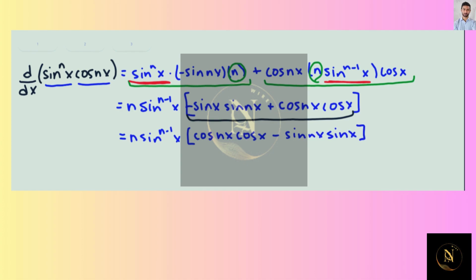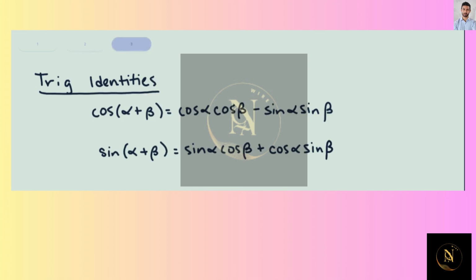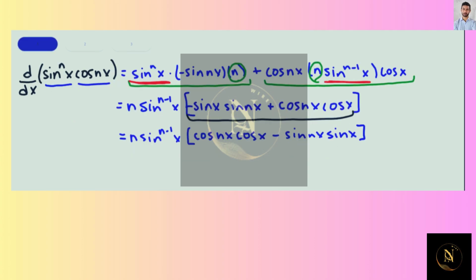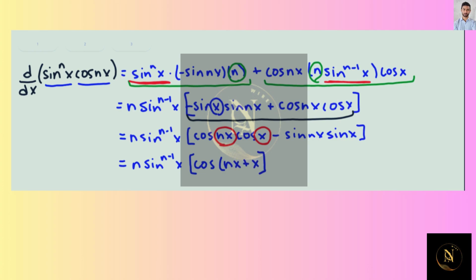Now, hopefully that looks somewhat familiar because hopefully when you learned trig identities in your pre-calculus class, you learned some angle addition identities. So cosine of alpha plus beta equals cosine alpha, cosine beta minus sine alpha, sine beta. That's what we have if we let alpha be our nx and we let beta be our x. So then what we have is n times the sine of x to the n minus 1 times the cosine of alpha plus beta, which is the cosine of nx plus x.